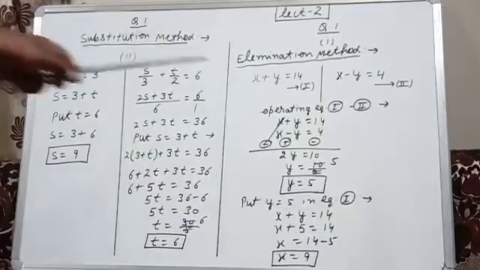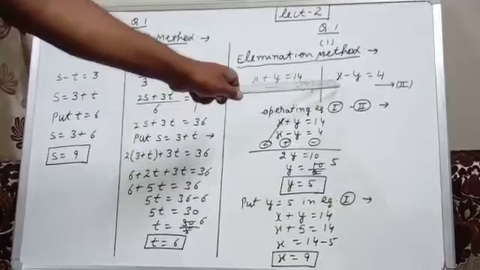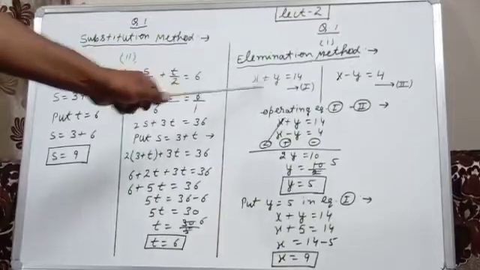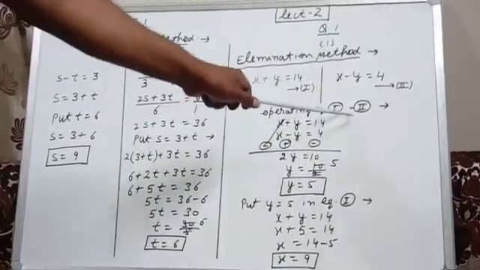Again we will see the method. First step, the coefficient of the first variable should be the same. It is already the same. If it is not the same, then we will make it. That we will study tomorrow. So the coefficient is the same. Then if the sign is also the same, then you can directly minus.